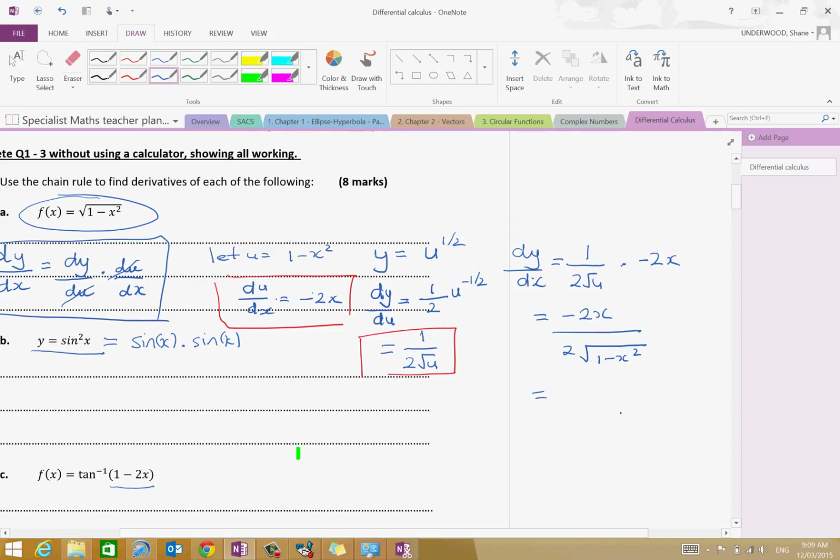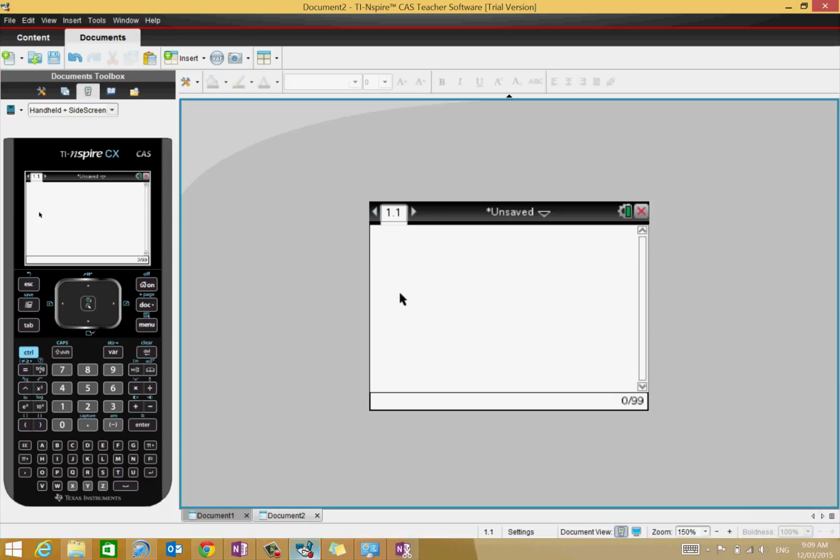Well, I guess we can simplify those 2's, can't we? Minus x over the square root of 1 minus x squared. And that's your answer. That's what your CAS calculator would do. Now, how do we do this? How do we do it in your calculator?